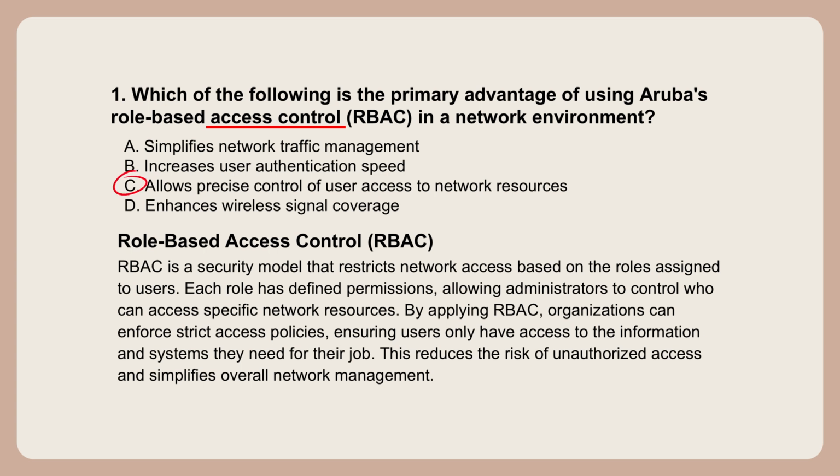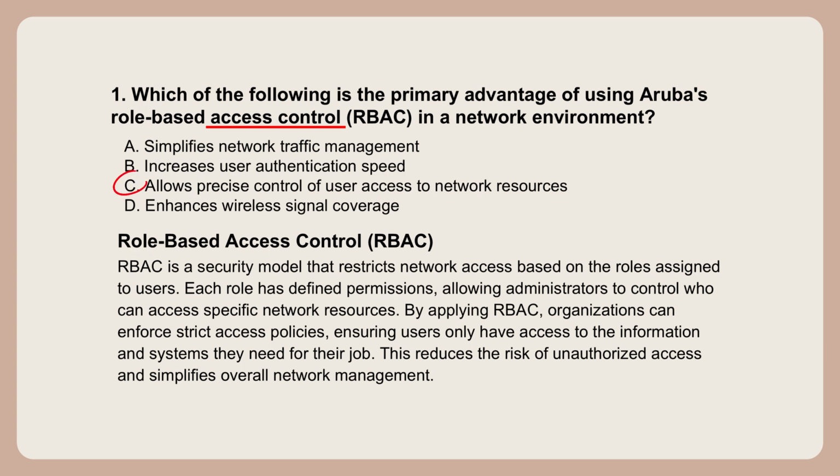Now, why don't we look at why some of the other options weren't quite the best fit for the primary advantage of RBAC. Option A, simplifying network traffic management. While having well-defined access might help a little with traffic flow, it's not really what RBAC is directly aimed at. RBAC is primarily focused on controlling access to resources, not on the intricacies of how traffic moves through the network. That's more like quality of service, or traffic shaping, which we might get into later.